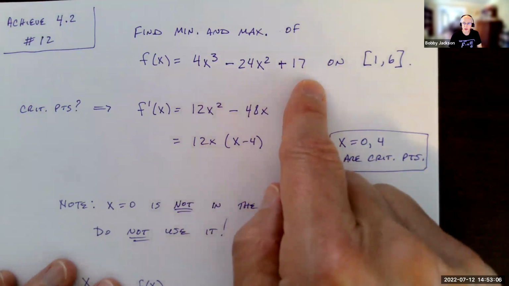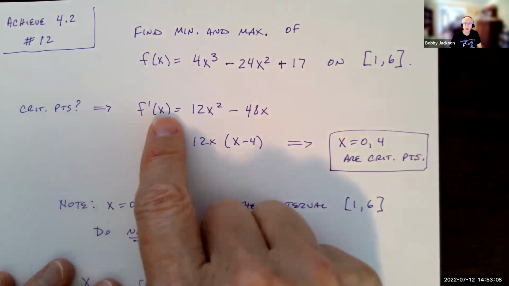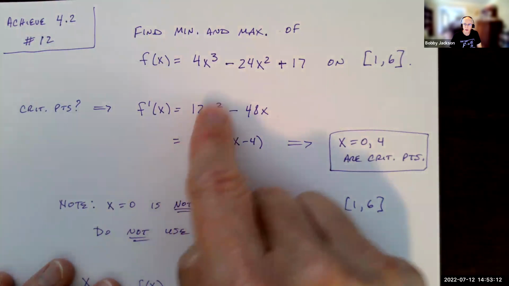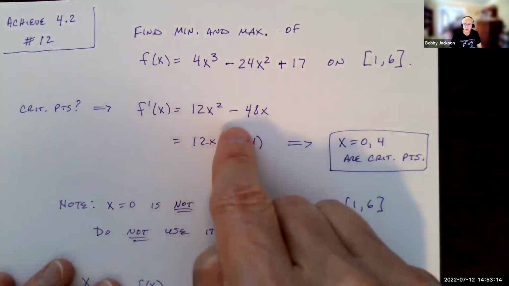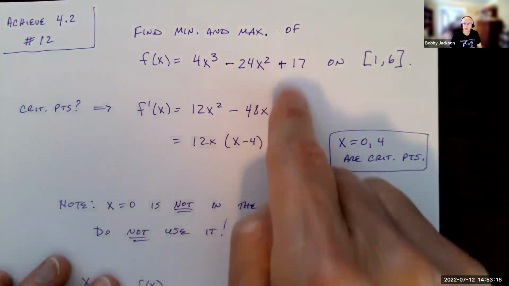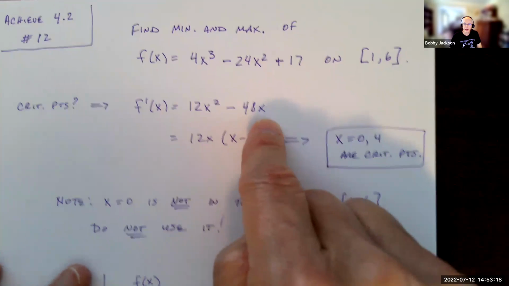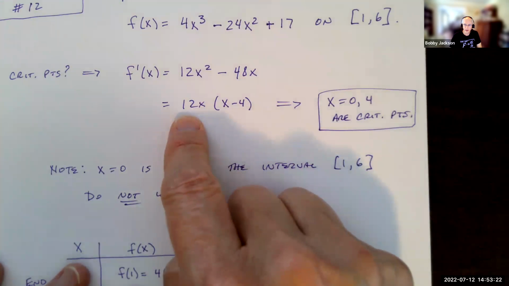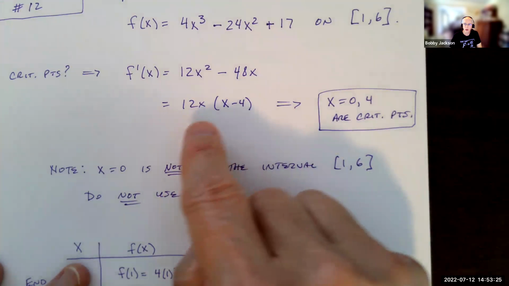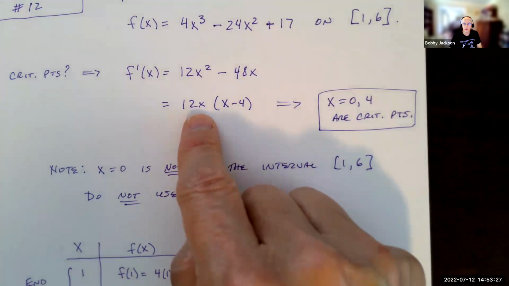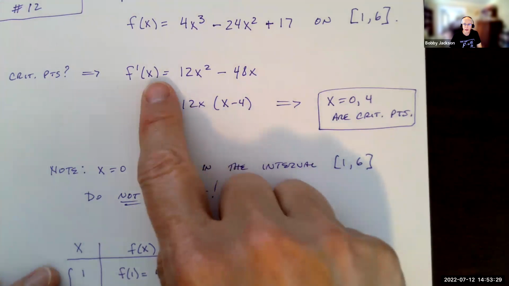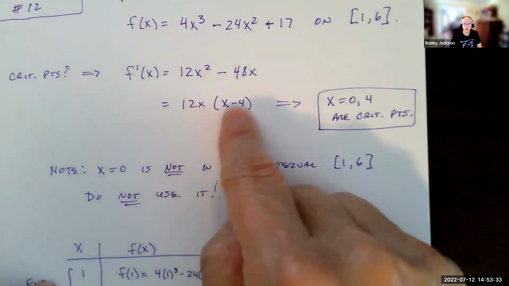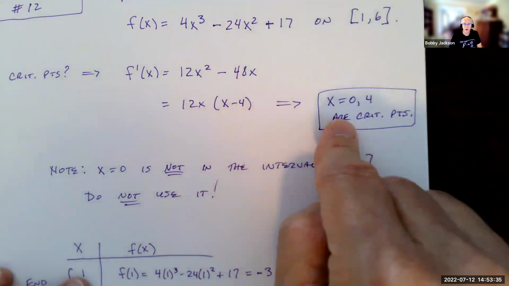Okay, so here's a closed interval. This function is clearly continuous. The derivative is needed for the critical points, very easy to find. The derivative of 4x cubed is 12x squared. The derivative of negative 24x squared is negative 48x. The derivative of 17 is 0. I'd like to factor this, so it helps me find my critical points. I factor out a 12x, the GCF, leaving x minus 4. And so either x being 0 or 4 will make the derivative 0. The derivative is never undefined. It's a polynomial function. And so those are our critical points.